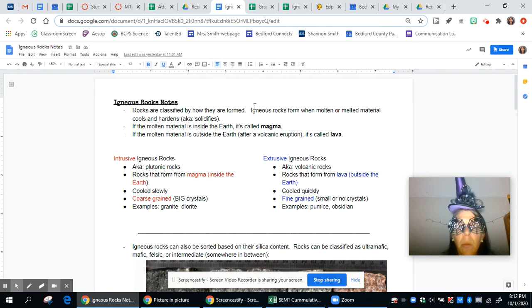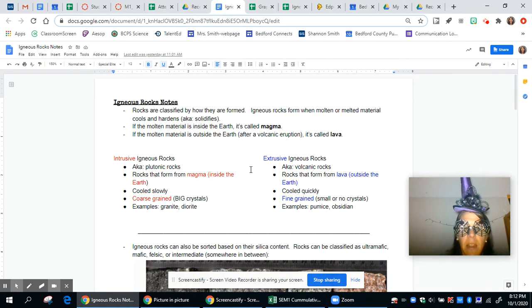And if it has cooled down from magma, that means, if you read right here, it was inside the earth, underneath the ground. So that is going to be a certain type of rock. If it cooled from lava, like an actual volcanic explosion, see like this volcano right here, then it's going to be another type of rock. Let's throw in some fancy words.